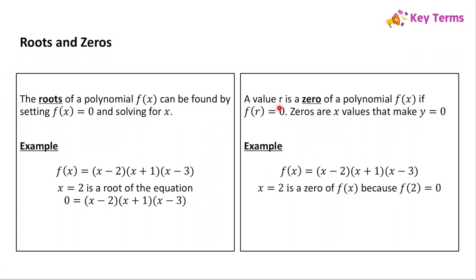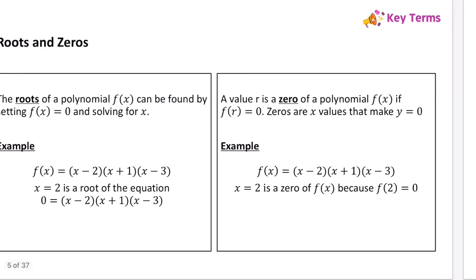A value r is a 0 of the polynomial f of x if you plug in r to the function, f of r, and it equals 0. So zeros are basically x values that make y or f of x equal to 0. For example, with the same polynomial function, we would say that x equals 2 is a 0 because when we find f of 2 and plug that into this function, it's going to equal 0.